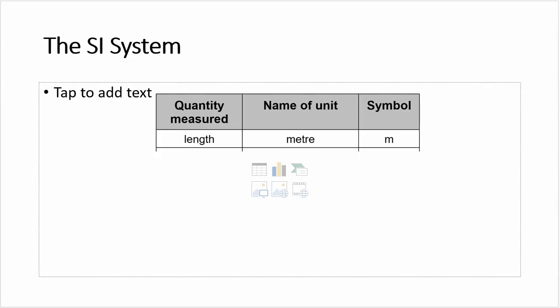Could be measuring volume, could be measuring time, and with microscopes we're interested in measuring distance or length. So looking at the length of cells and the things inside cells. The unit of length in the SI system is the meter, and it has the symbol lowercase m.